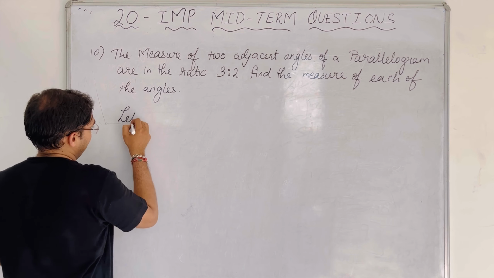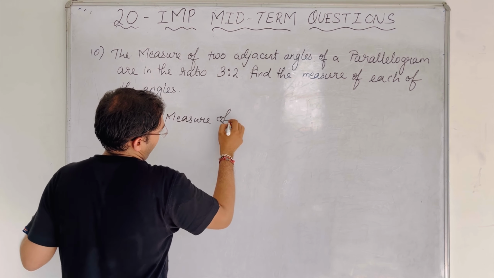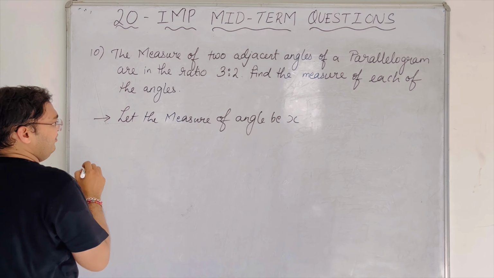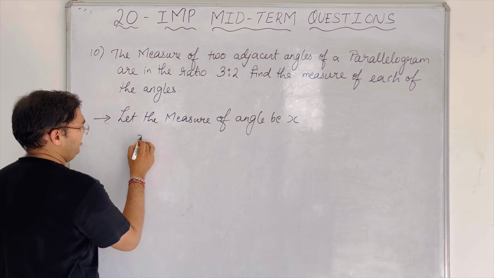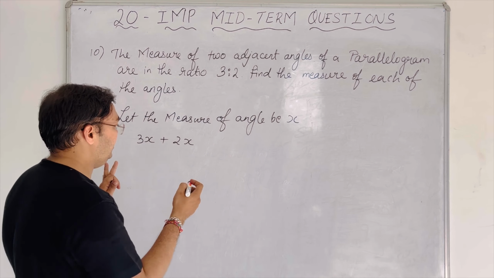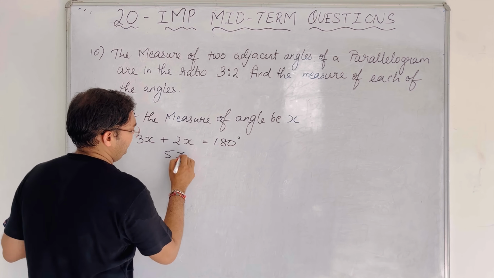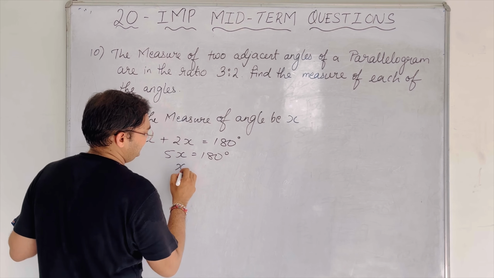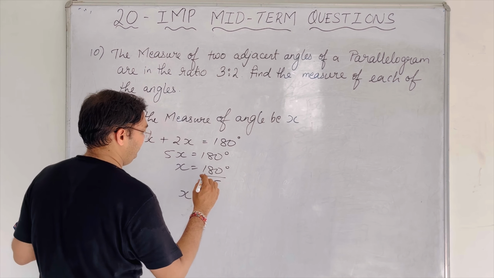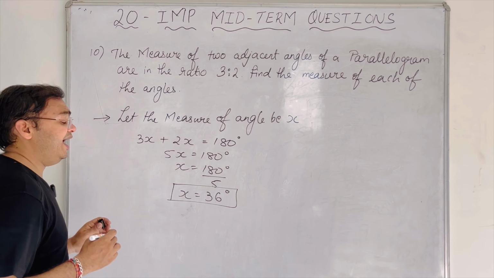Can I say let the measure of angle be x, and if the measure of angle is x, then the first ratio I can write 3x plus 2x, because both the adjacent angles make 180 degree. That means 5x equals 180 degree. That means x equals 180 degree upon 5. So x is equal to, 3 fives are 15, 6 threes are 18, 36 is the value of x.